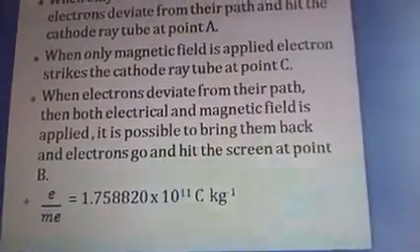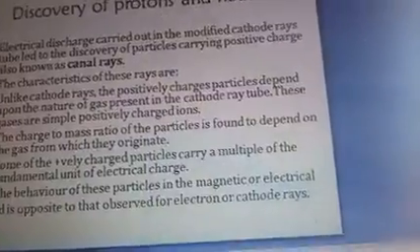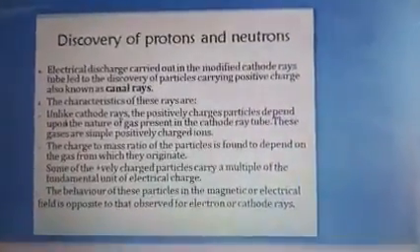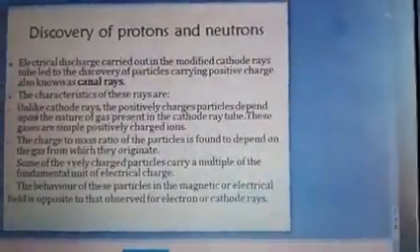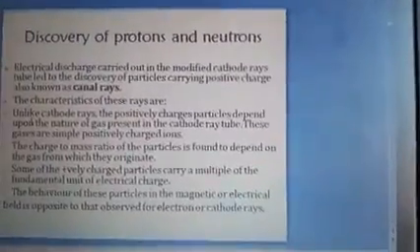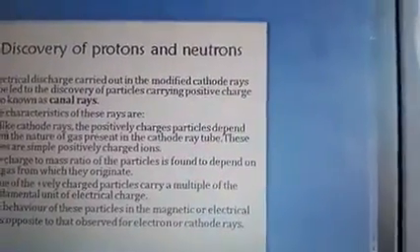Now we'll see the discovery of proton and the neutron. As we have already known, atoms are electrically neutral. So if the electron is there inside the atom, that means the electron carries a negative charge.